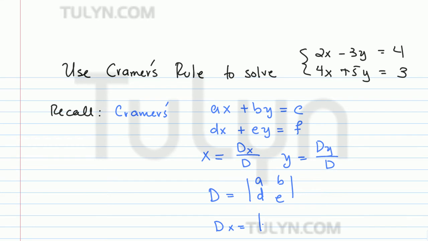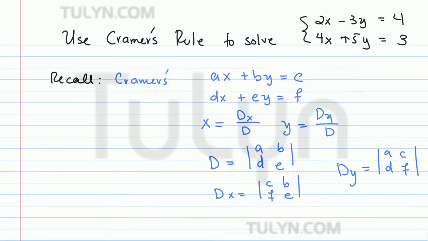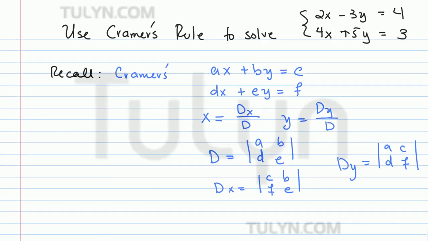Dx is given by this 2 by 2, except replacing the coefficients in x with the constant terms. So instead of AD we write CF and then BE. And then Dy is writing the same 2 by 2, except instead of using the coefficients for y, we replace it with the constant terms. So the x coefficients stay the same, and then the y coefficients become c and f. So, keeping that in mind, let's solve.